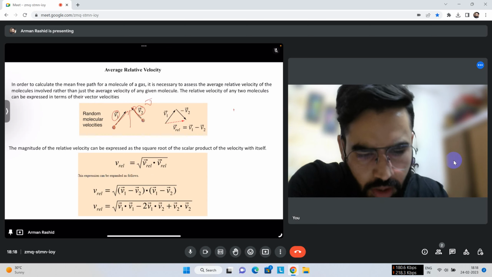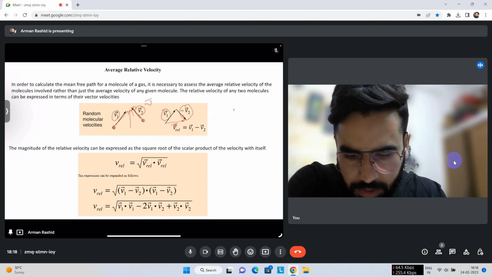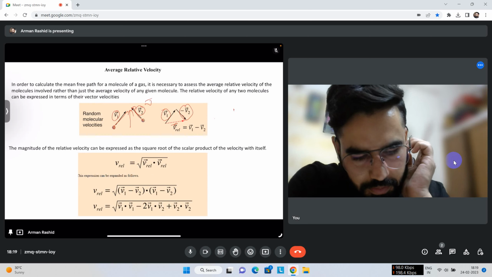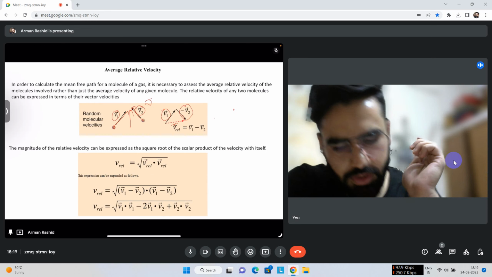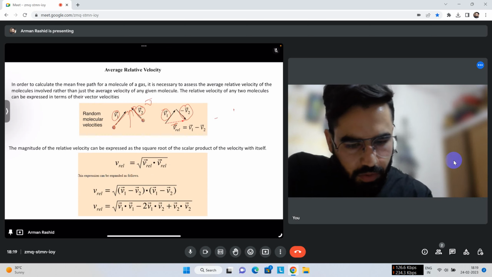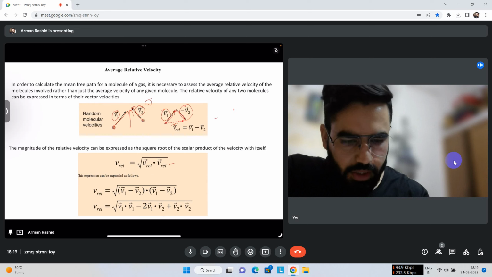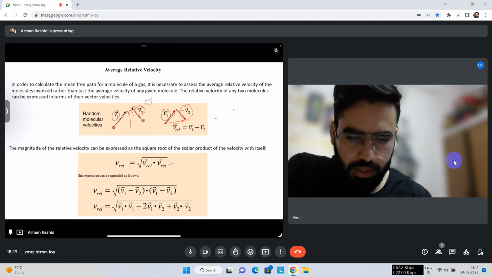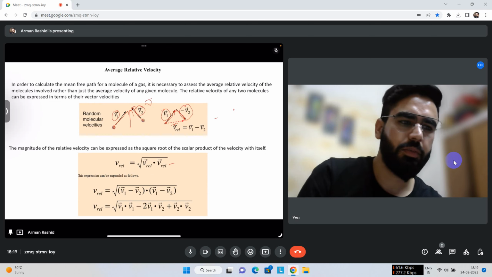Okay, so if v1 and v2 are moving in the opposite direction, then the relative velocity will be v1 minus v2. So we have to do the vectorial summation. Now we know that for these two systems, where one gas molecule is going along this direction as v1 and another along this direction as v2, the relative velocity will be this. The relative velocity is also equivalent to the square root of relative velocity dot relative velocity. Now this is a scalar product.